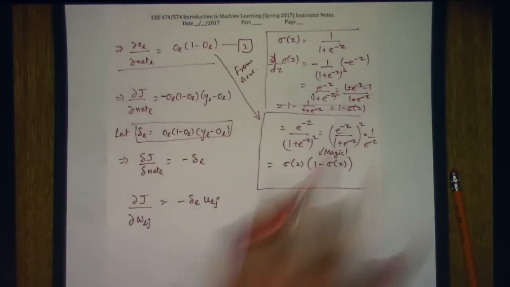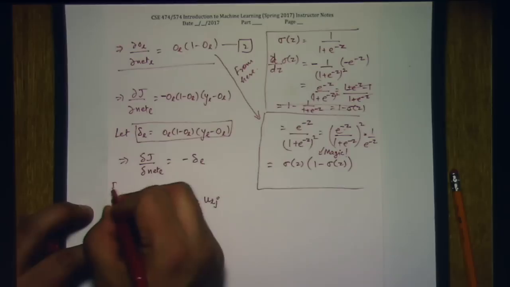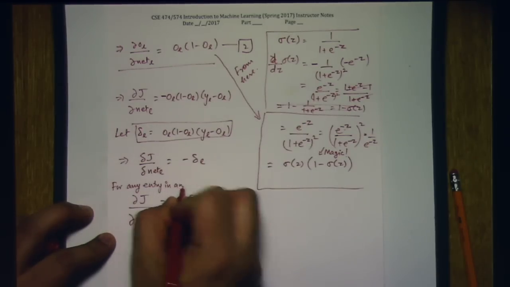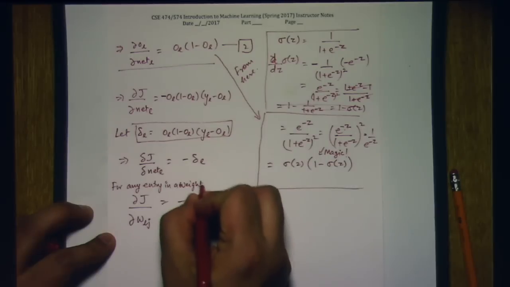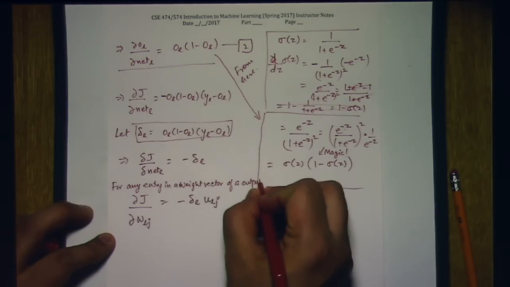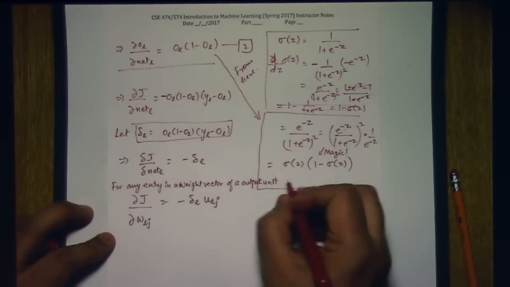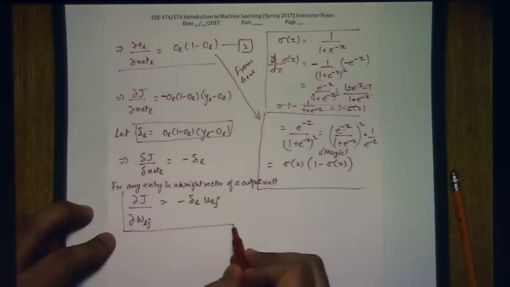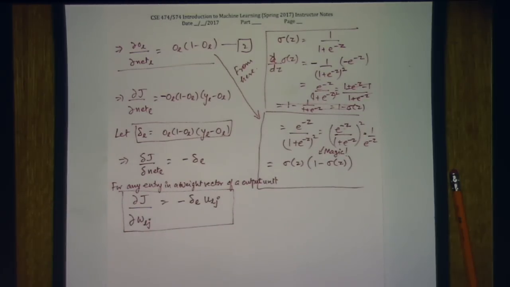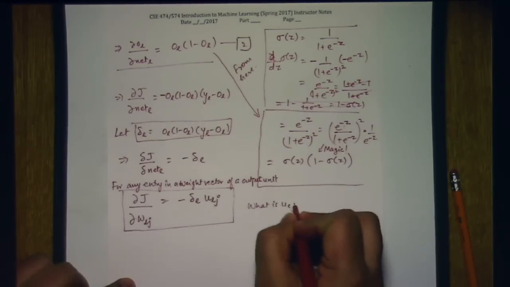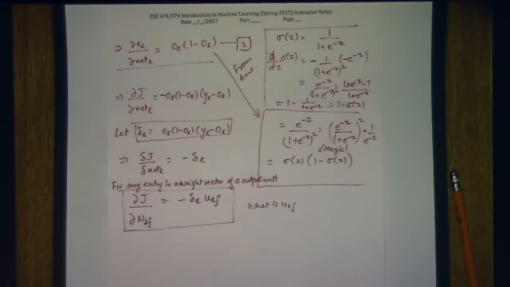So I just used all the results that we had so far, and then we said for any entry in a weight vector of an output unit, the derivative of this is basically this. And the question is, what is ULJ? What is that input that is coming in? ULJ is nothing but the input that is coming from the hidden layer.